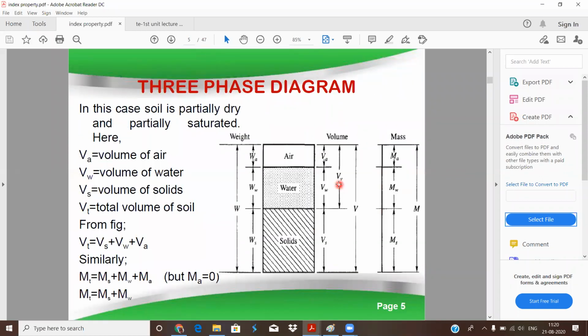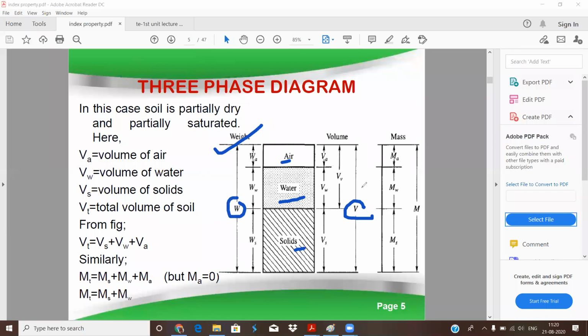So now this is the three phase diagram, which we already saw: solids, water, and air. Air has less volume, so it is placed on the top, and it is very small. On one side we place volume, and on the other side we place weight. So weight and volume.